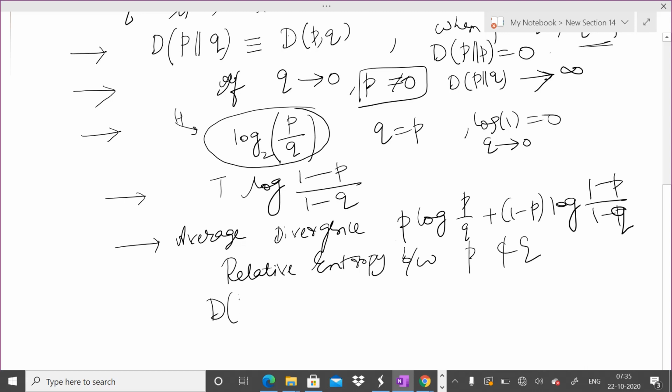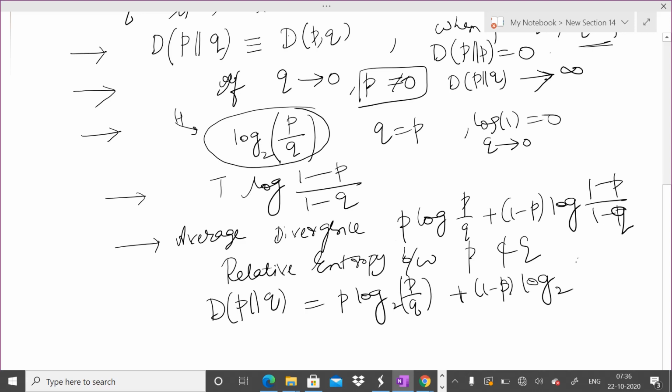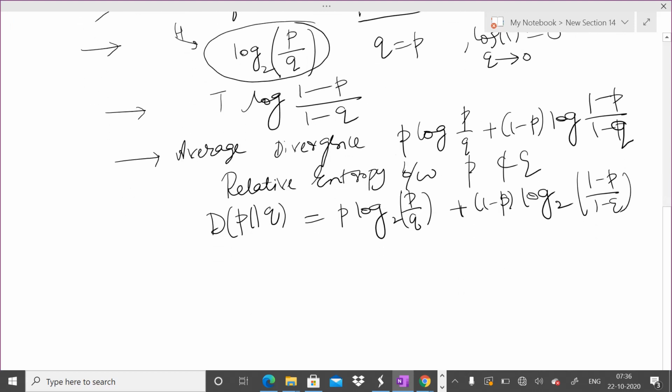And the notation is like this: P log to the base 2 of P over Q, plus 1 minus P log to the base 2 of 1 minus P divided by 1 minus Q. Now we can generalize its definition. Here it was defined for the binary case, so you can say we defined relative entropy for any Bernoulli event. Coin tossing is one realization of a Bernoulli event.